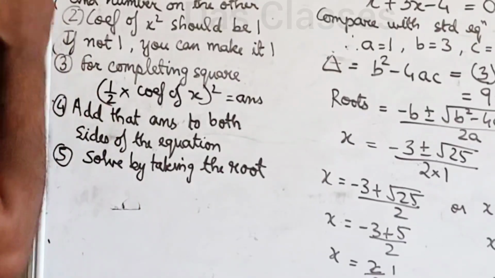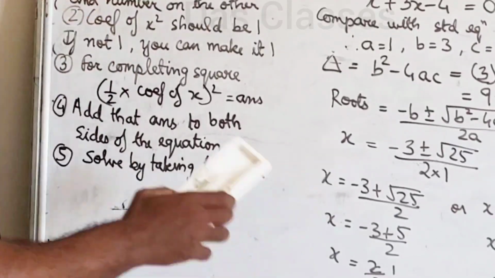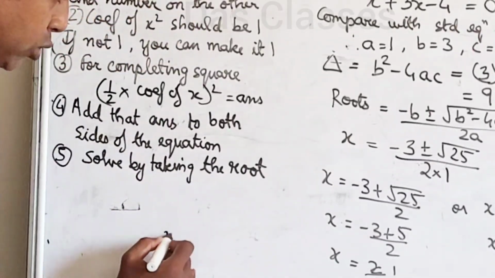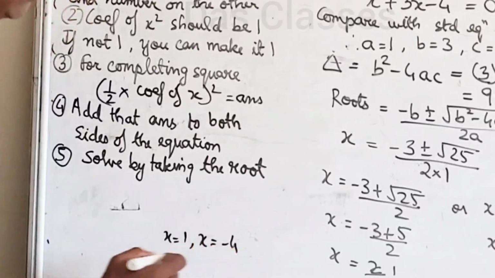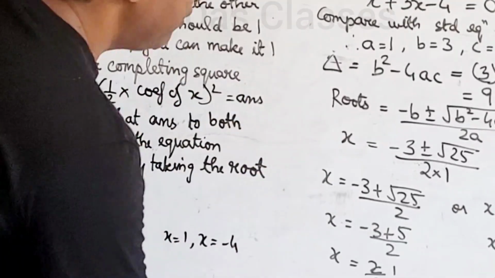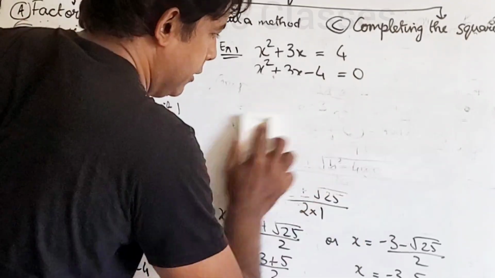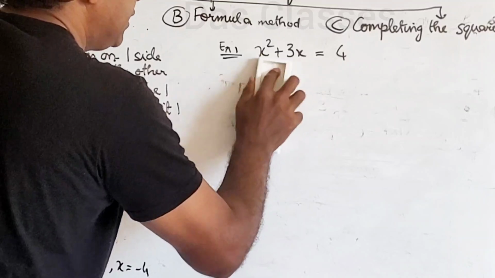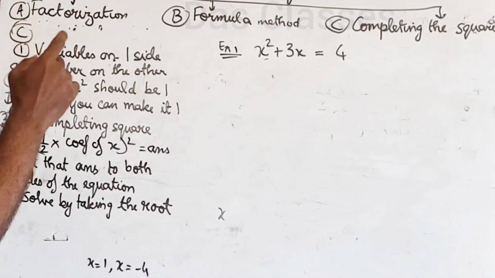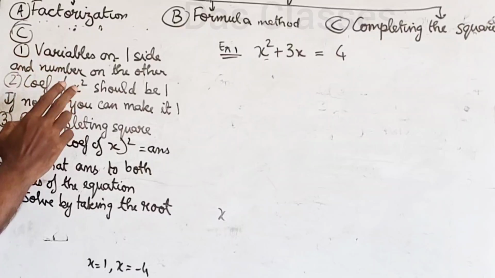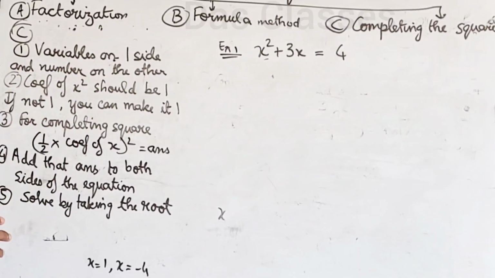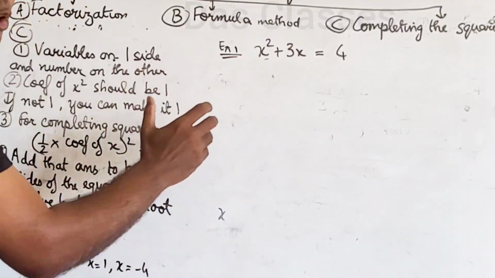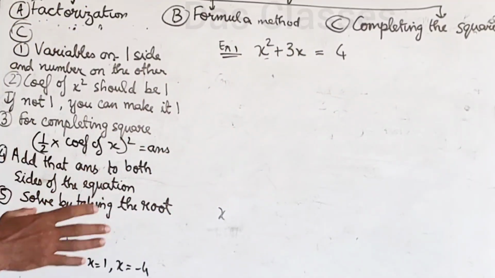Okay, so let's find out how to do this. I will do the necessary changes in this sum itself so that you understand. I will write the answers at the side so that you know that we'll get this answer. So rub this off. So this was our sum. As you can see, in the completing the square method, the first step is variables on one side and number on the other. It's already done. Variables means that alphabets are on one side, number is on the other. So that first step is already done.